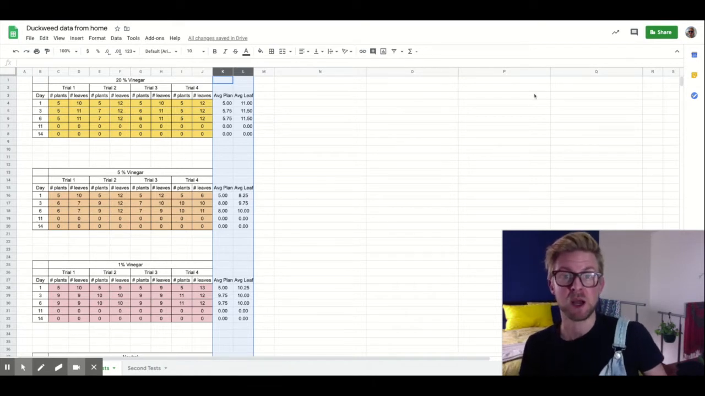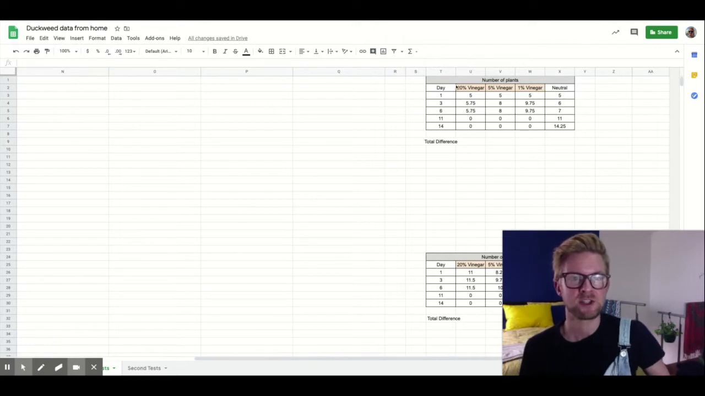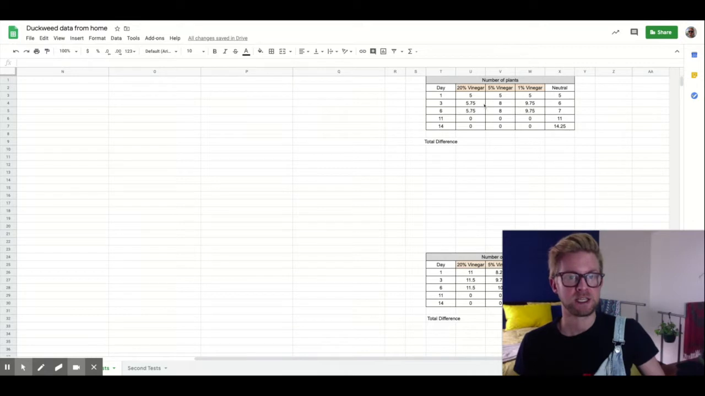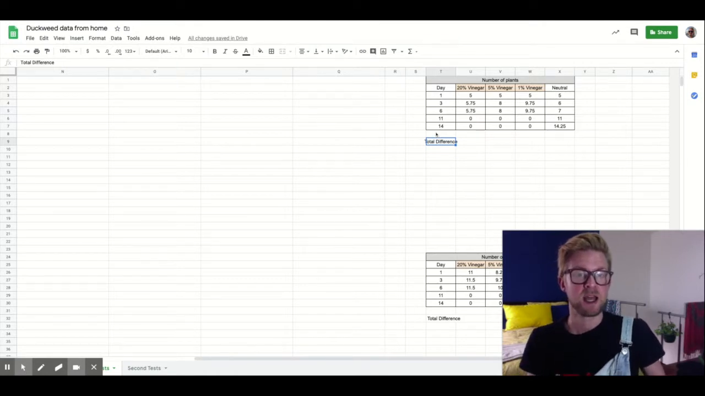I'm going to create a couple of different graphs. The first is going to be one that shows a line graph of the change in number of plants and change in number of leaves over time. The second type of graph that I'm going to create is one that shows the total difference from the first to the final day of the experiment, and I will construct a bar graph or a column graph to represent that.